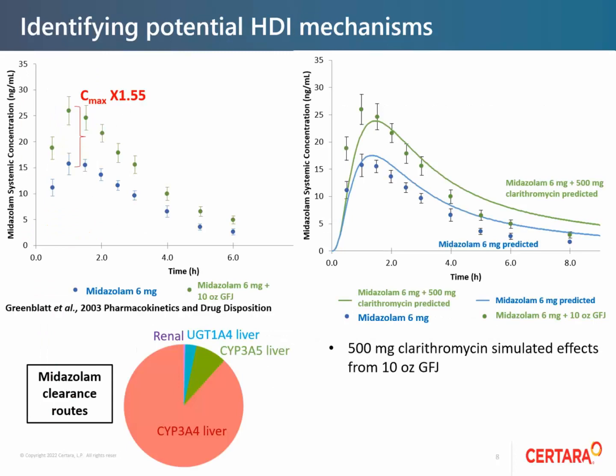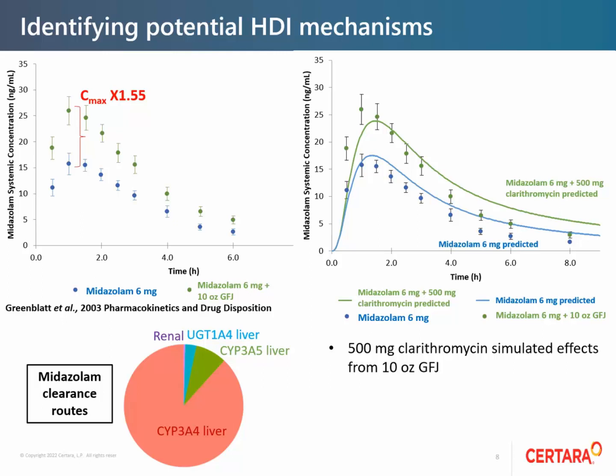So going into a bit more detail in terms of grapefruit juice and trying to identify the mechanism by which grapefruit juice induces herb-drug interactions, I looked into this paper by Greenblatt et al., where they looked at the comparison between midazolam PK profile by itself and midazolam when it was co-administered with 10 ounces of grapefruit juice. And you can see about a 1.5-fold increase in the Cmax was identified.